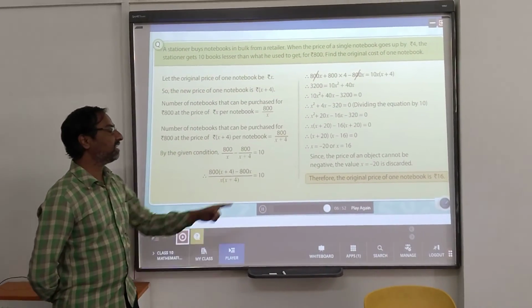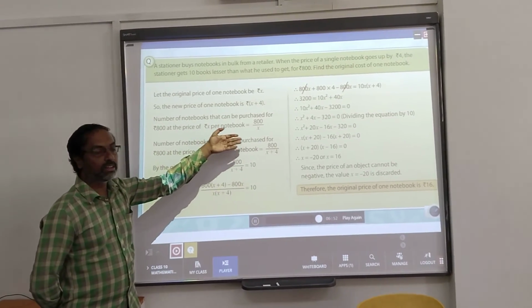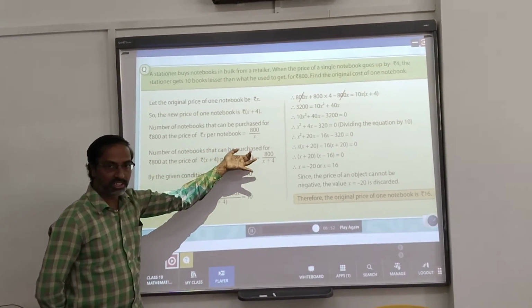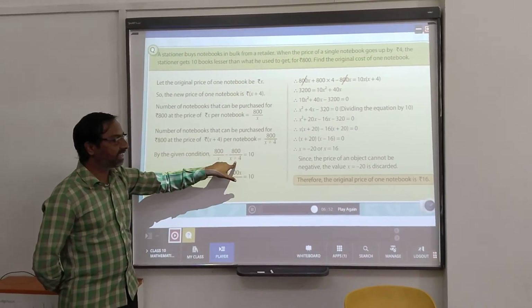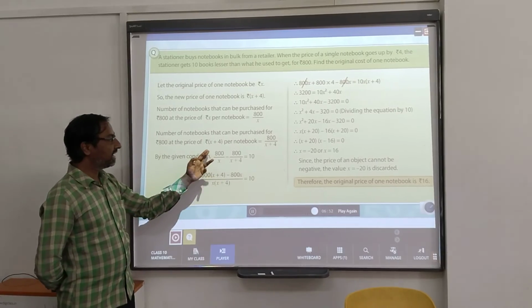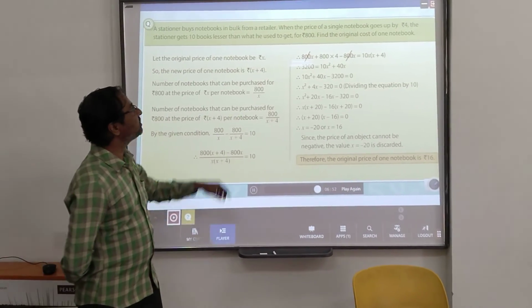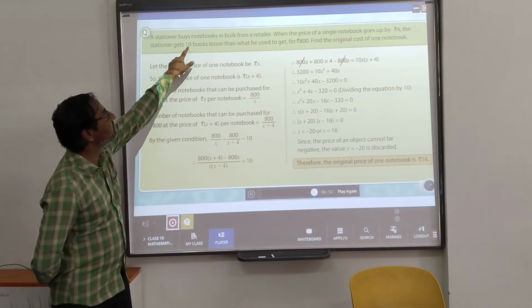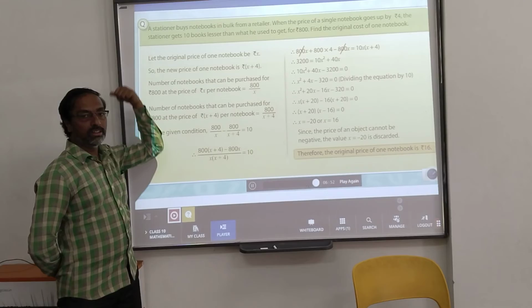And as you know, when the denominator increases, the numerator, the number of books purchased, decreases. So here in this second case he purchases fewer books than in the first case. And how many fewer books does he purchase? It is given that he gets 10 books fewer than what he purchased before.